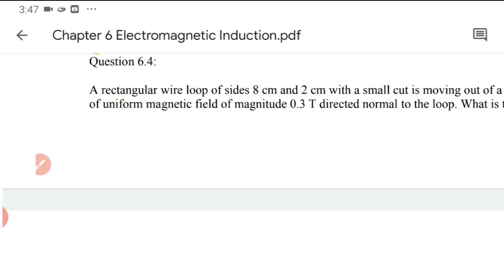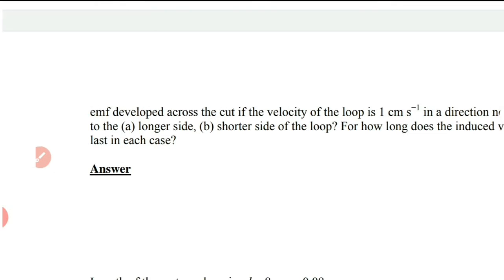Question 6.4. A rectangular wire loop of sides 8 cm and 2 cm with a small cut is moving out of a region of uniform magnetic field of magnitude 0.3 Tesla directed normal to the loop. What is the EMF developed across the cut if the velocity of the loop is 1 cm per second in a direction normal to the longer side and shorter side of the loop? For how long does the induced voltage last in each case?